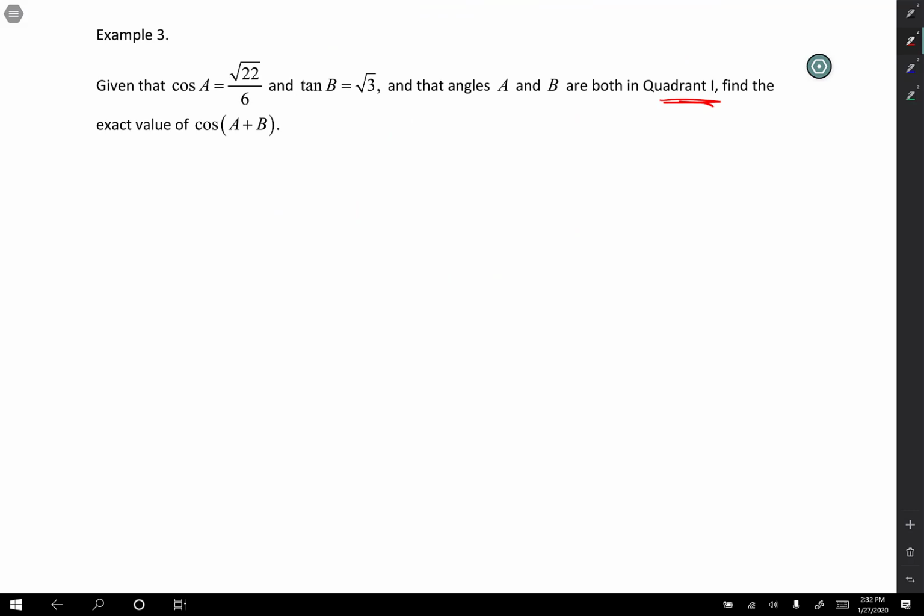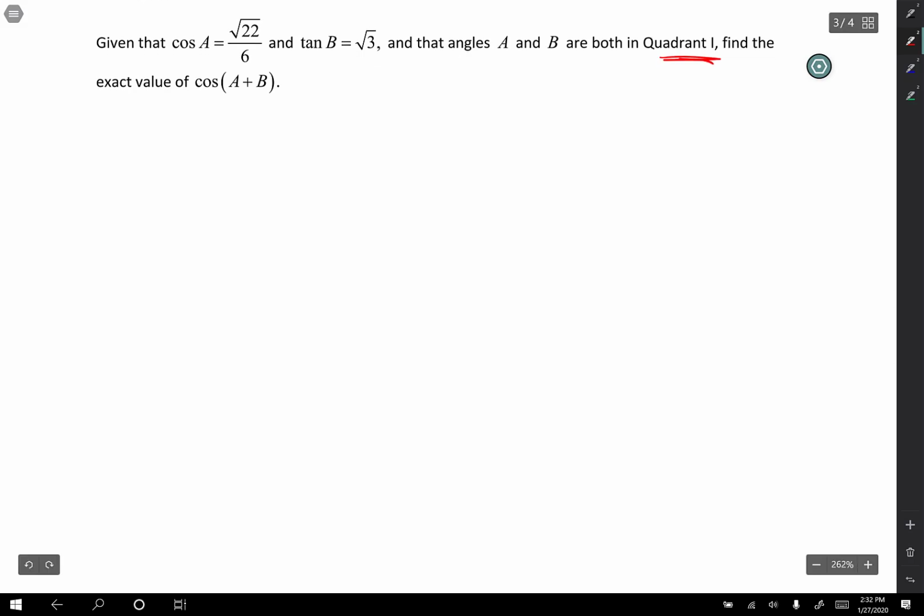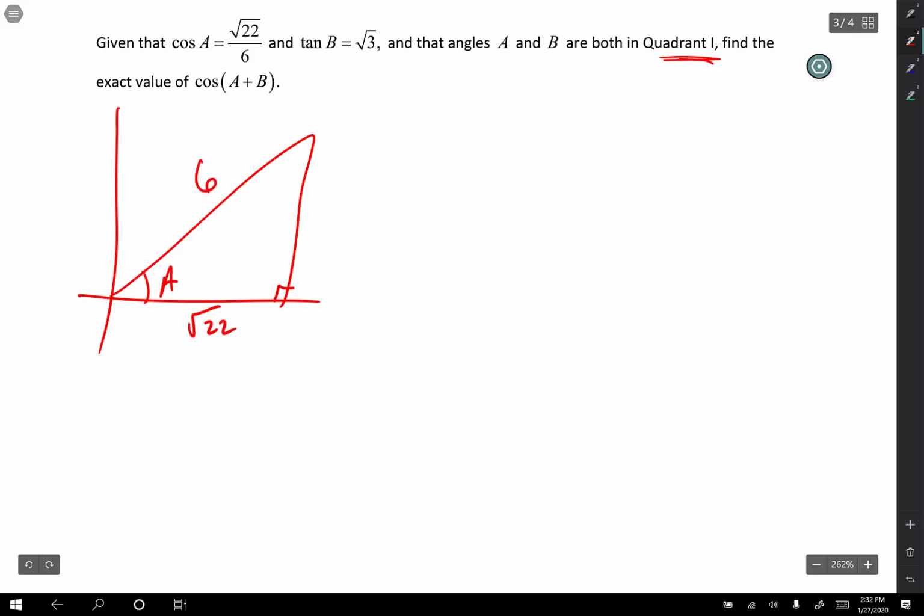Example 3. Given that cosine A is square root of 22 over 6 and tan B is square root of 3, and angles A and B are both in quadrant 1, find the exact value of cosine A plus B. All right, so I'm going to go ahead and draw both of them in quadrant 1 like this. We have two triangles. Here's angle A, and cosine is square root of 22 over 6. I'm going to draw both of them.